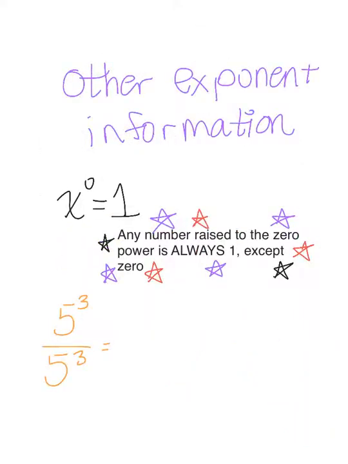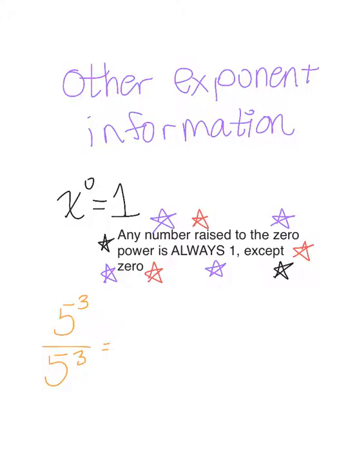Here's some other exponent information. X to the 0 is always equal to 1, which means any number raised to the 0 power is always 1, except for 0, meaning if 0 was your x. So this is just something that's common knowledge that you kind of just have to know, but I want to make sure you understand why it works.